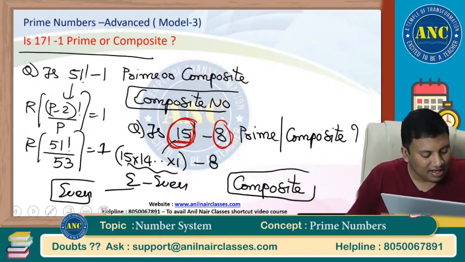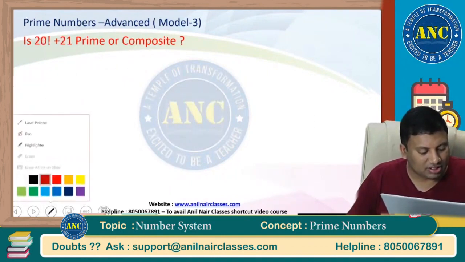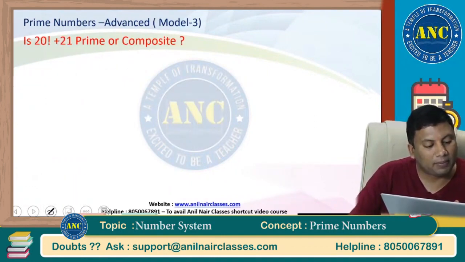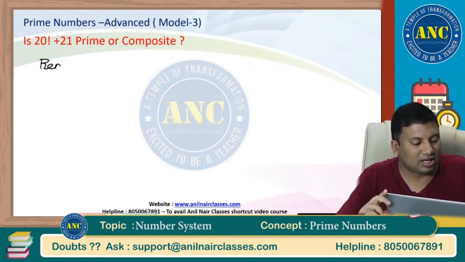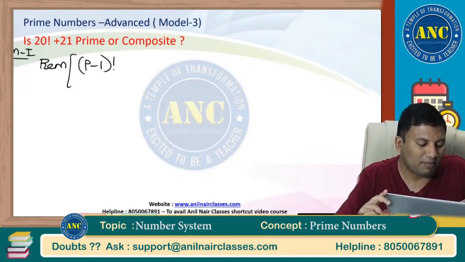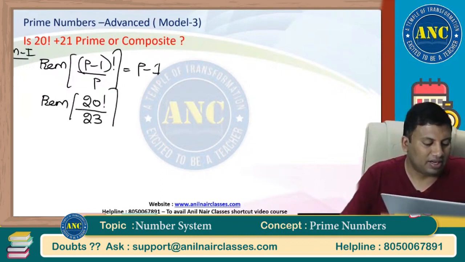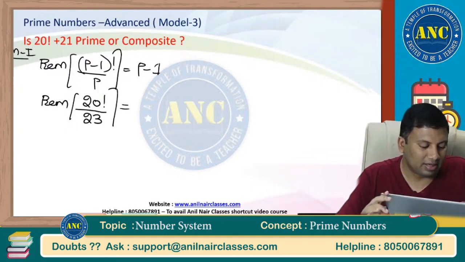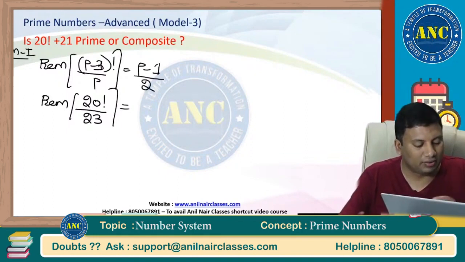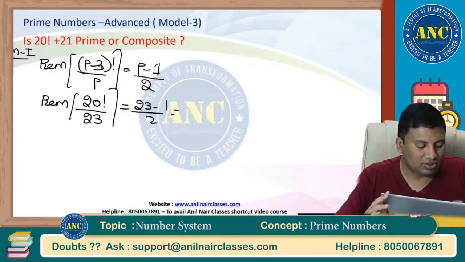Next one, another variety. Varieties of questions in our class: is 20 factorial plus 21 prime or composite? What is the concept that we discussed? I will discuss this problem in 2 methods. Method 1: (p minus 1) factorial by p is p minus 1. So this is 20 factorial by 23. This is (p minus 3) factorial, so we take (p minus 1) by 2: 23 minus 1 is 22, 22 by 2 is 11, and 24 by 2 is 12.